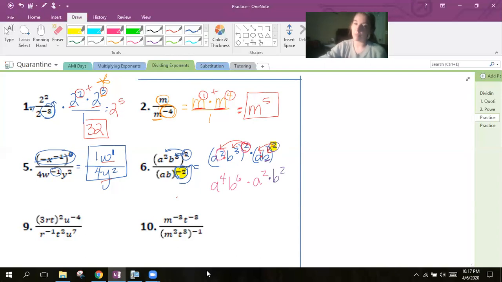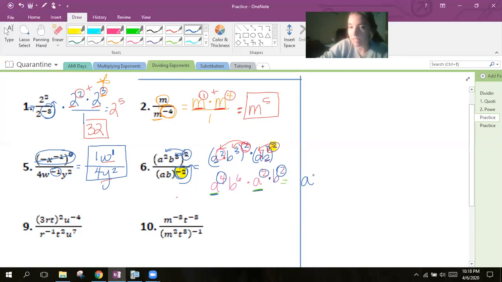Okay, one more step to simplify. If they have the same base, so I have, let me change colors. I have an a and an a. All right, so a and a, so I take my exponents and now I add them together. Earlier it was a power to a power, so I multiplied. I only had one base that I was working with. Now I have the same base that I'm multiplying, so I add them together.